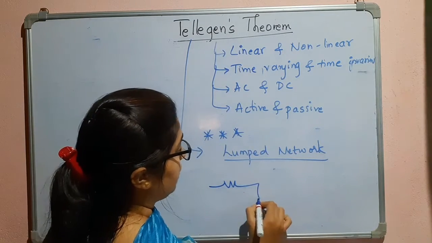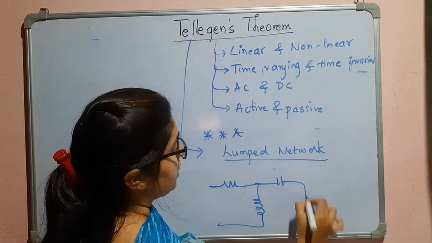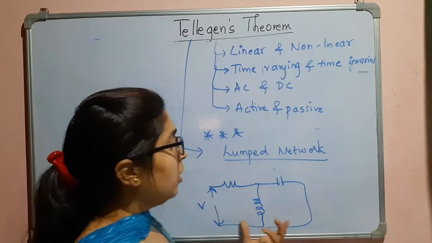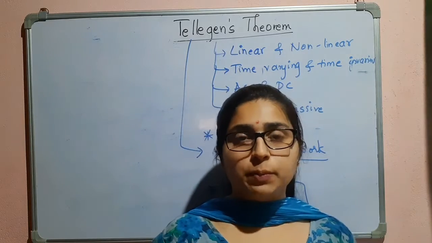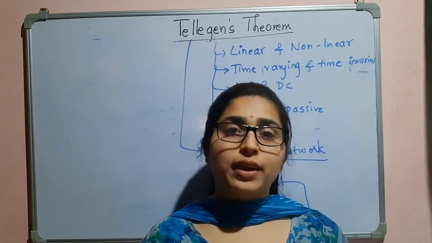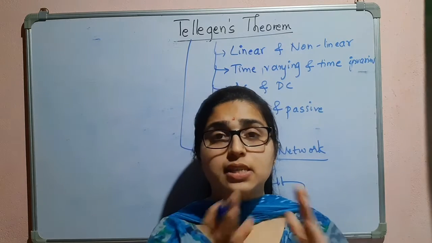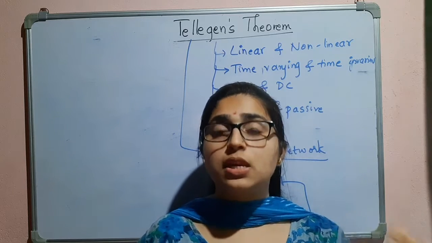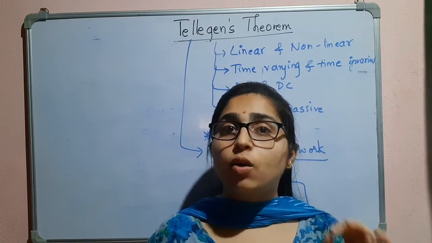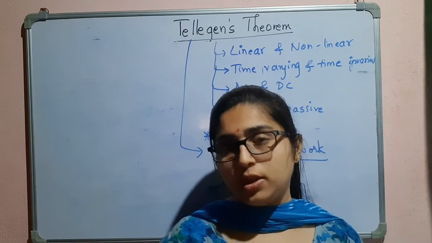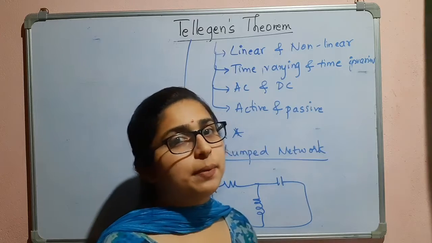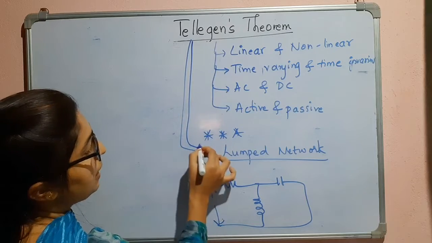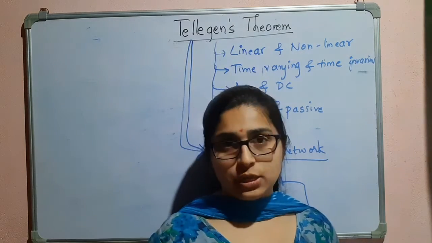If you have something like this, this is a lumped network. An example of a distributed network is a transmission line, where the resistance, inductance, and capacitance are distributed throughout the line and cannot be separated. They are not physically separable in a transmission line, but here they are physically separable and are called lumped networks. So Tellegen's theorem is applicable only to lumped networks.